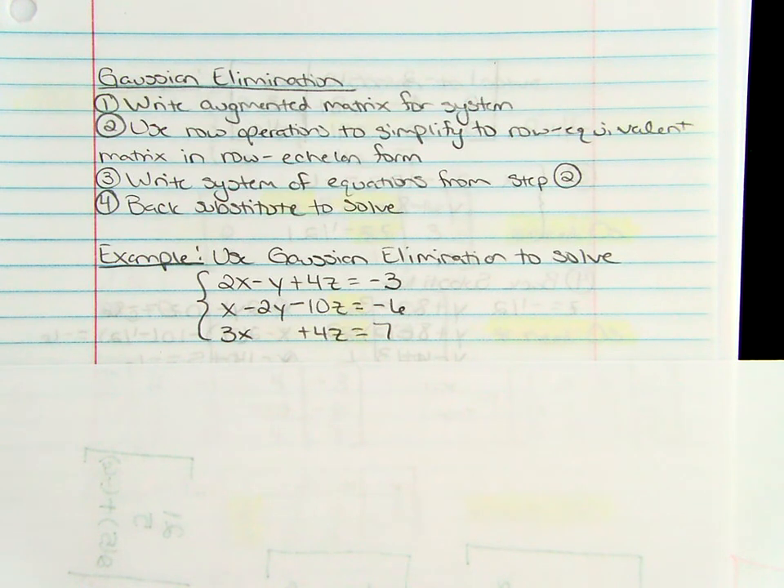So we're going to use Gaussian elimination to solve this system of equations. 2x minus y plus 4z equals negative 3, x minus 2y minus 10z equals negative 6, and 3x. Notice there's not a y. I left that space intentional so that it really stands out that there's not a y term in that bottom equation. And it hopefully reminds you that we will have to put in a placeholder when we make our augmented matrix.